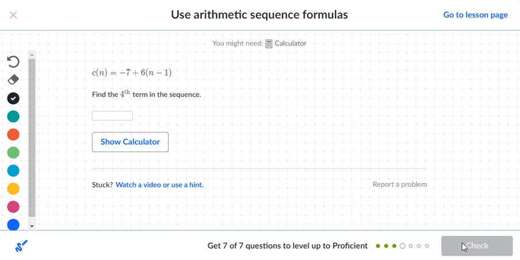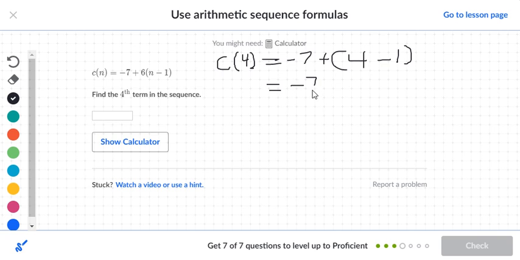Next one. Now notice right here again, you only got one level, one equation to work with. So you're going to say c of 4. So wherever there's an n, you're going to put a 4, is equal to -7 plus 6. Inside the parentheses here, we're going to get rid of the n and we're going to put down a 4. So we're going to say 4 minus 1.